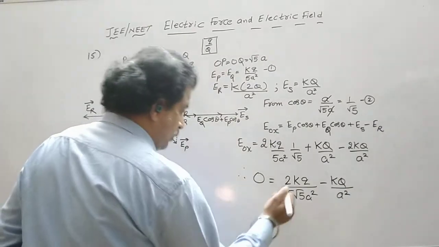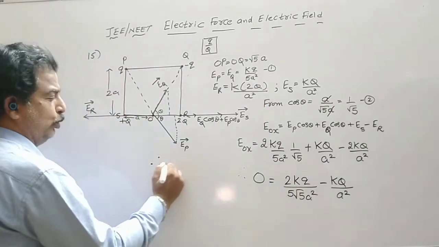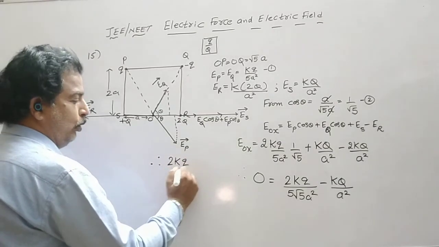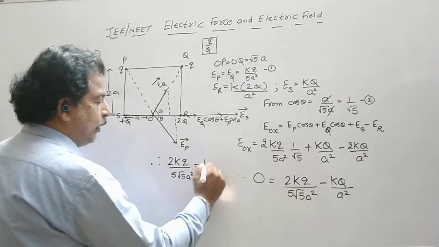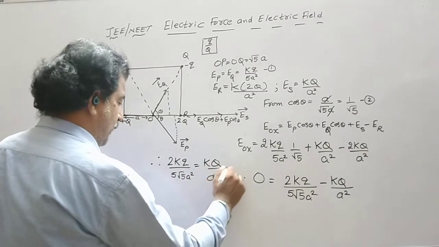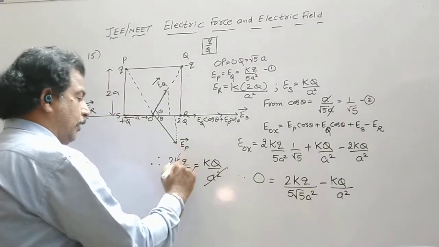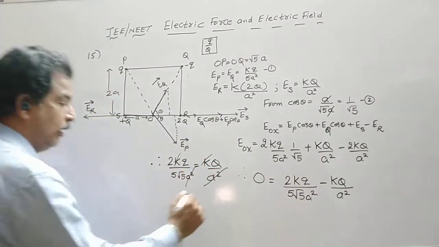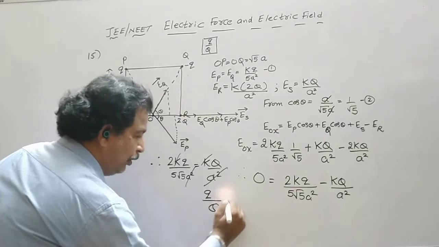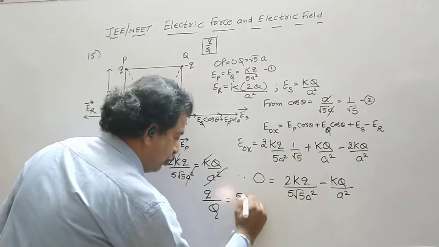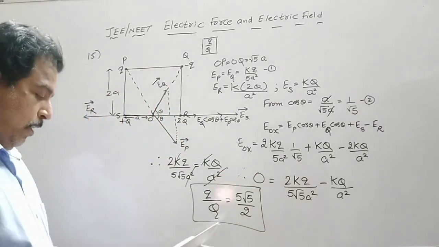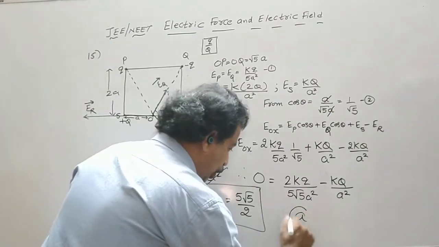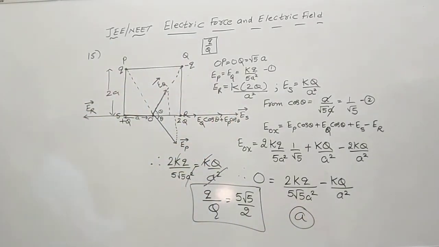Therefore, we have to find out the ratio Q upon Q. So therefore 2KQ upon phi root 5 a square is equal to KQ upon a square. So Q is cancelled, K is cancelled. So we are left with Q upon Q is equal to 5 root 5 divided by 2. So this should be the ratio, that is option number A. So this is our question number 15.